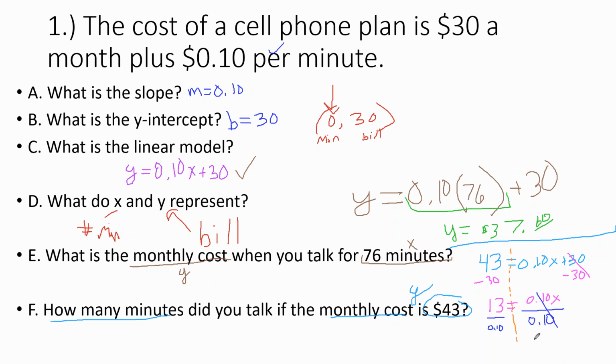So 10 cents divided by 10 cents is 1. So I'm just left with 1X. And 13 divided by 10 cents? 130. 130 minutes. So if you know you can only spend $43 a month on your cell phone bill, then you can only talk for 130 minutes.